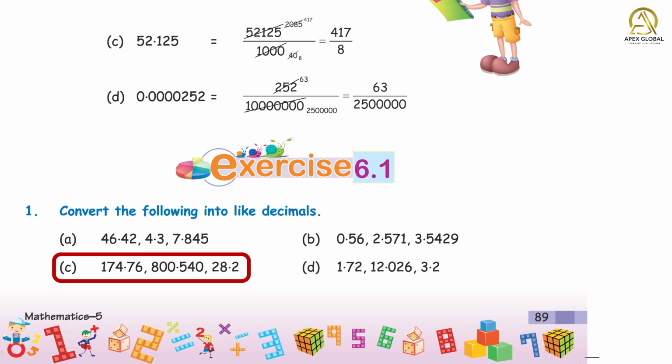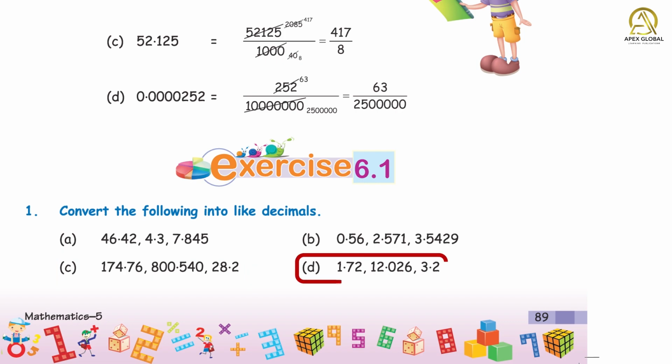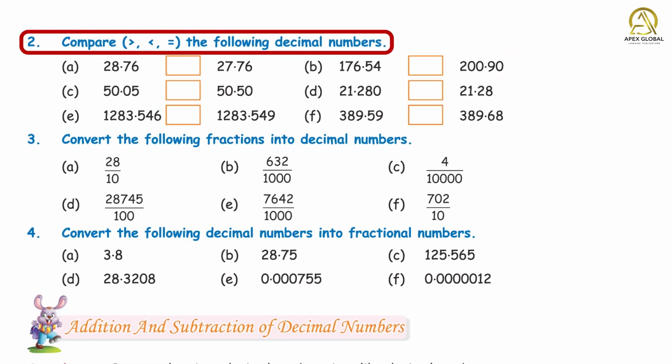174.76, 800.500, 28.2. Answer 30. D. 1.72, 12.026, 3.2. Answer 153. Question 2. Compare greater than, less than, equals to the following decimal numbers.